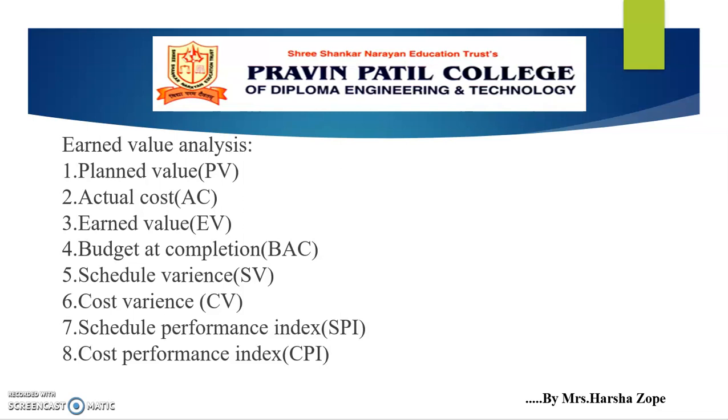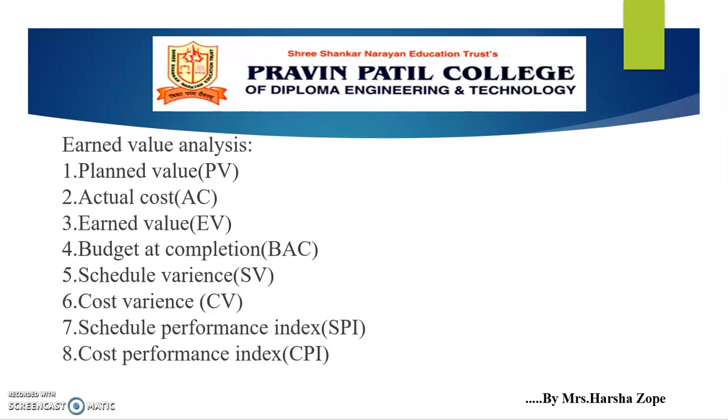The measures are planned value, that is PV. It denotes the planned cost of the work. Actual cost, that is AC, represents the actual amount that the business has to spend on the project. Earned value, that is EV, is the project manager's estimate of the amount of originally budgeted work completed. And budget at completion, that is BAC, represents the total budget for the project.